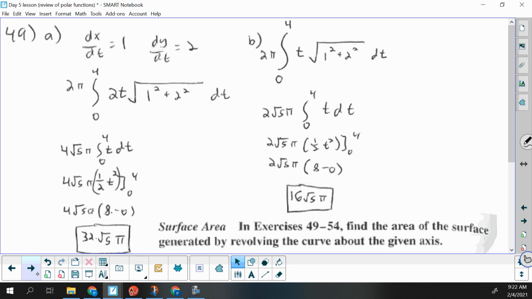So that neatens up pretty nice because you get a square root of 5. You can just pull that out front with 2 pi and the other constants. So you're just doing the antiderivative of t in both cases. And notice your answers just differ by a factor of 2 because you had 2t for the one radius and t for the other.